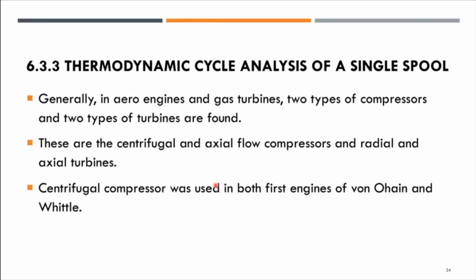Generally, in aero engines as well as gas turbine engines, there are two types of compressors and two types of turbines. These are centrifugal and axial flow compressors. With regard to the compressor, it is either centrifugal or axial. With regard to the turbine, it is either the radial type or the axial type. The centrifugal compressor was first used in an engine by von Ohain and Whittle way back in the 1930s.